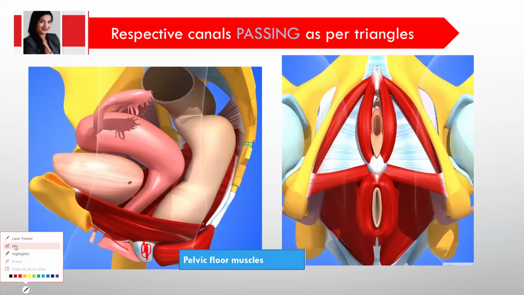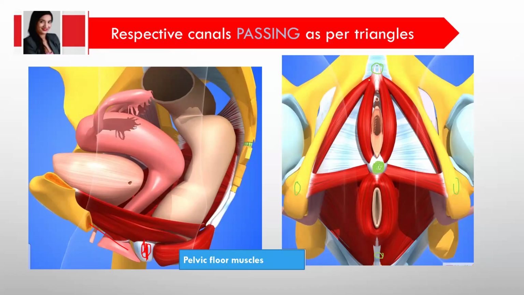Now I'm using a different color pen. So pubic symphysis is anterior, coccyx posterior, and ischial tuberosity on the side. Now let's understand, there's no first and second muscle, we are just taking it as first. Let's just start with one muscle here. Inside, in the center, we are calling it the perineal body. It's a central part. From anterior to posterior, lateral to central, one central part is there, the perineal body.